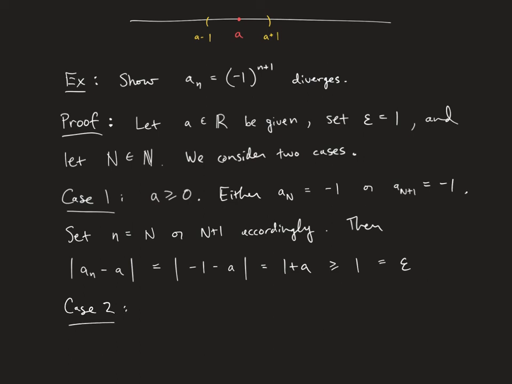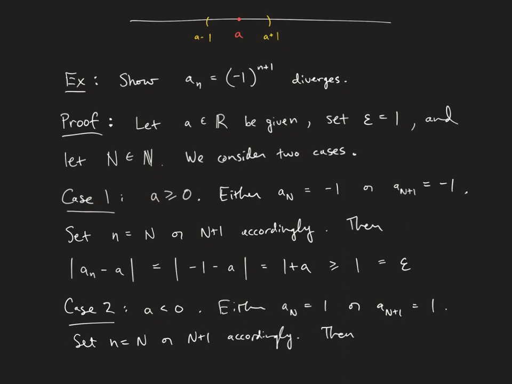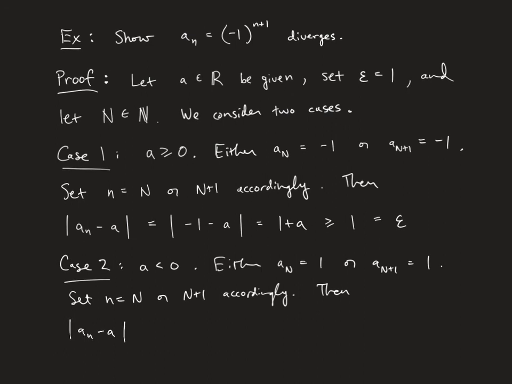And then the second case is a less than 0, and we basically just copy the proof, except now we're going to look at 1. So either a sub n equals 1 or a sub n plus 1 equals 1. And we set little n equal to big N or n plus 1 accordingly. And then in this case, we're looking at absolute value a sub n minus a. That's equal to 1 minus a, absolute value. And minus a is positive, so 1 minus a itself is positive. That means a is less than 0, minus a is greater than 0, so this is greater than 1, and 1 is equal to our epsilon.